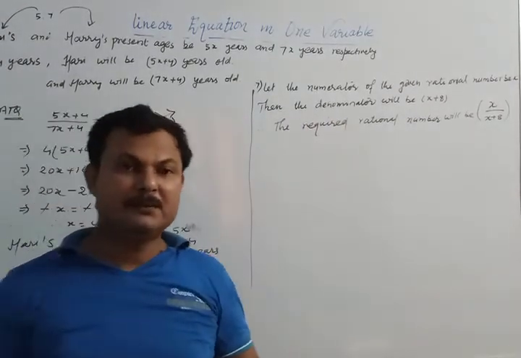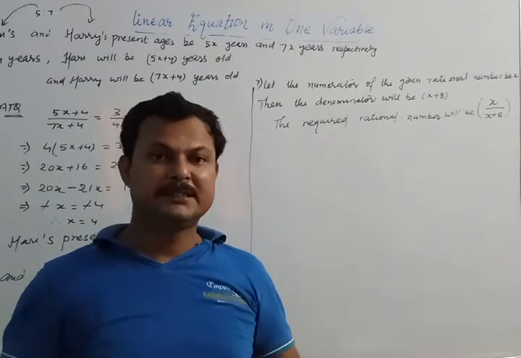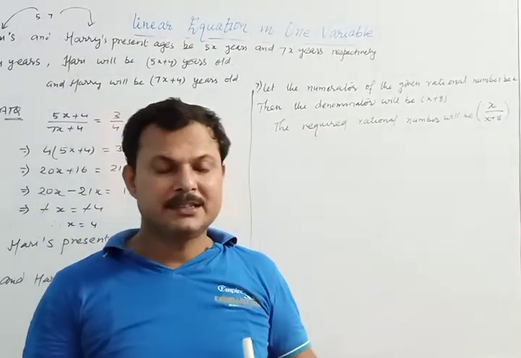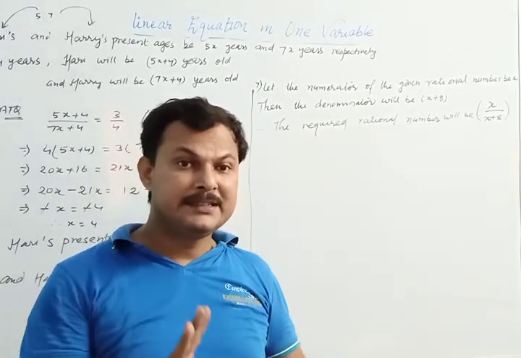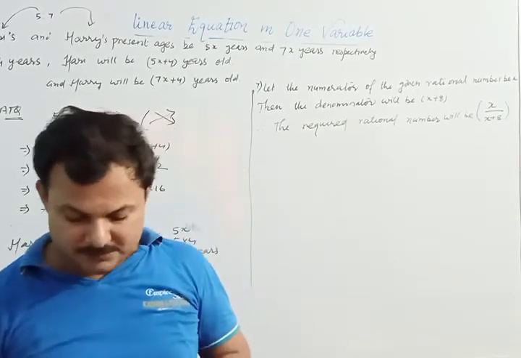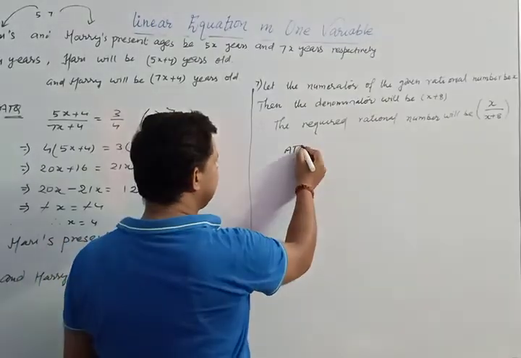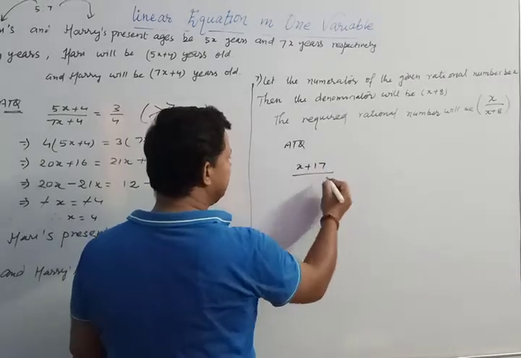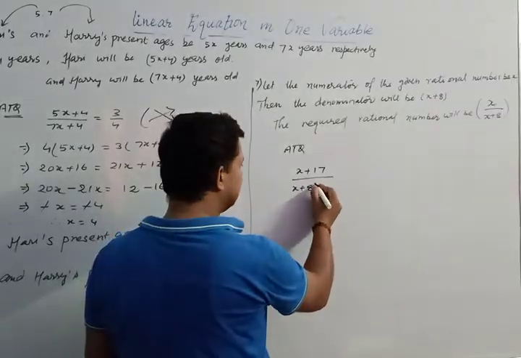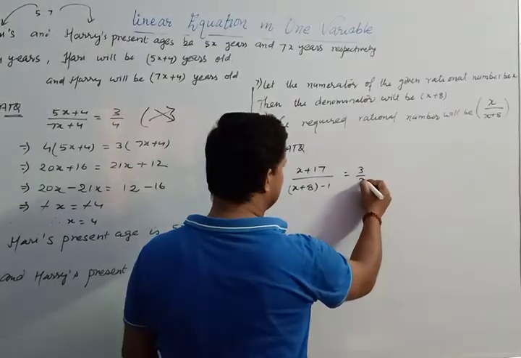Now read the question. Whenever you are facing a word problem, read the question part by part, try to understand the meaning, then frame the equation, then solve it. It will be easier. Read the question twice, thrice, till you are able to understand the condition. Now, if the numerator is increased by 17, according to the question, the numerator is increased and the denominator, x plus 8, is decreased by 1, then the rational number becomes 3 by 2.